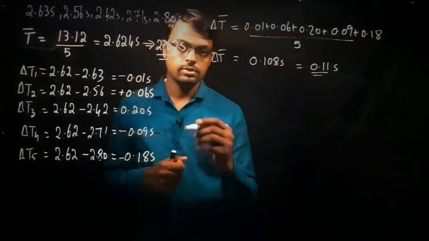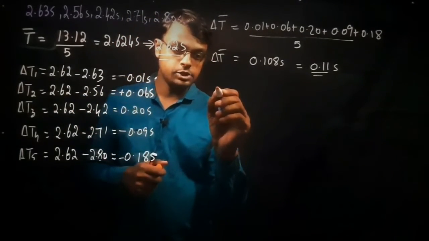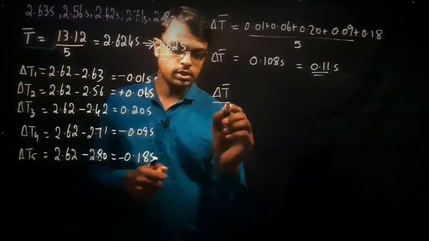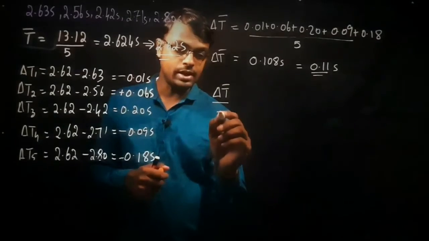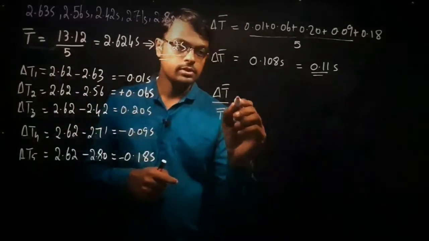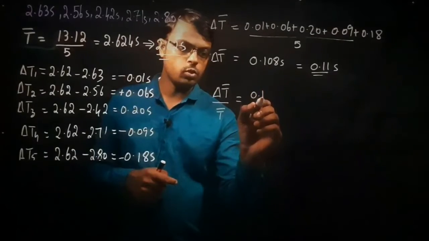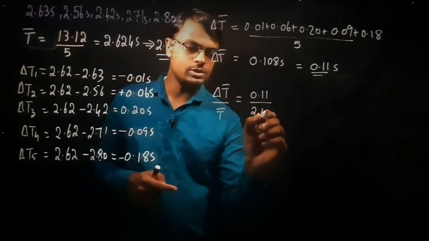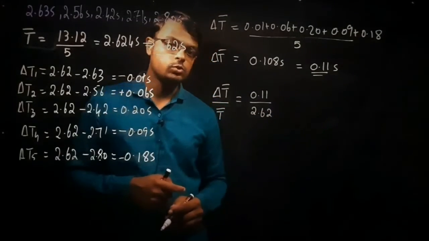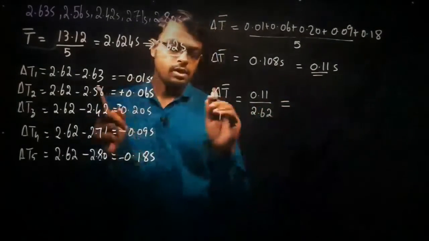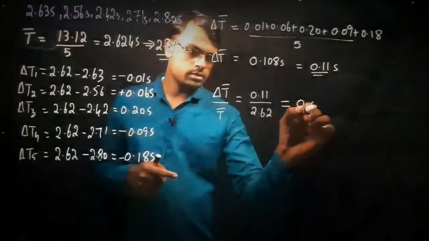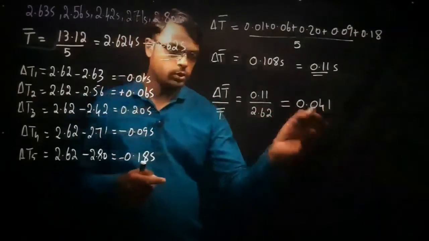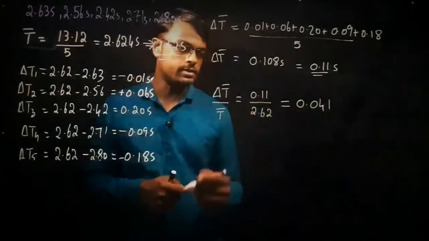What is next? Relative error. What is relative error? It's the ratio of the mean absolute error in the measurement to the true value, or mean value, which we have taken as t bar. That is equal to 0.11 divided by the true value, 2.62. Calculate the value, and you are getting approximately 0.041. This is the ratio you are getting. It has no unit, as the units cancel.